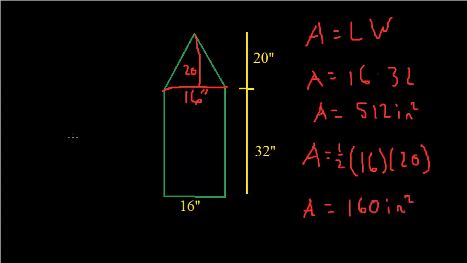To find our total area, we add those together. We have our 512 plus 160. So we get our total area of 672 inches squared. This is our general tactic for any irregular shape. Just cut it into pieces that we do know how to solve and work with those pieces. Add up their areas to find the area of that shape.